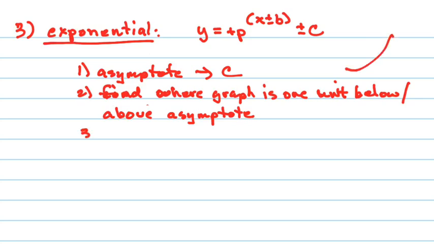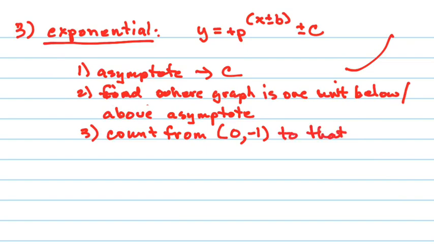Okay, then count from not the intercept, but the point 0, 1. So remember the basic parent graph of those all went through 0, 1. Count from 0, 1 to that point. Okay.